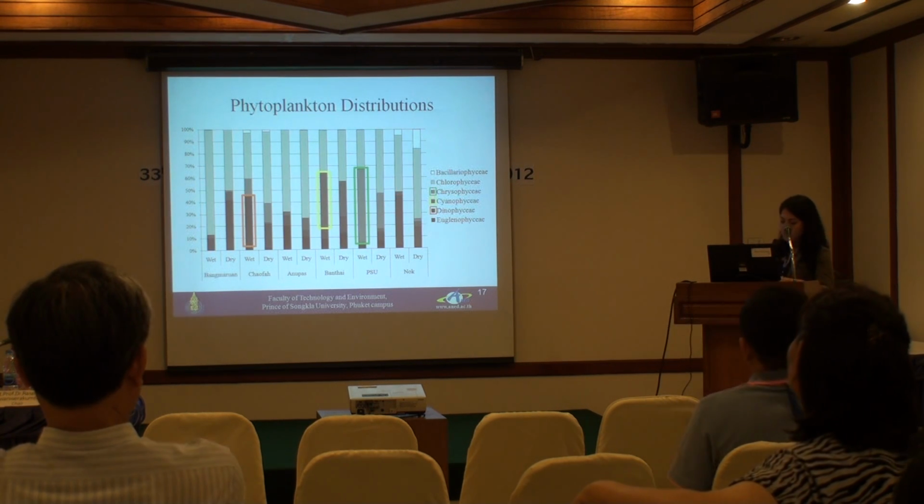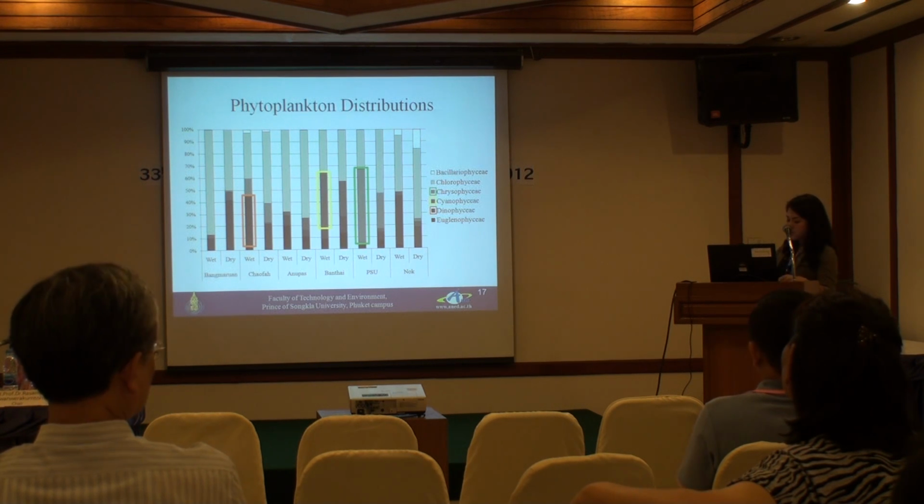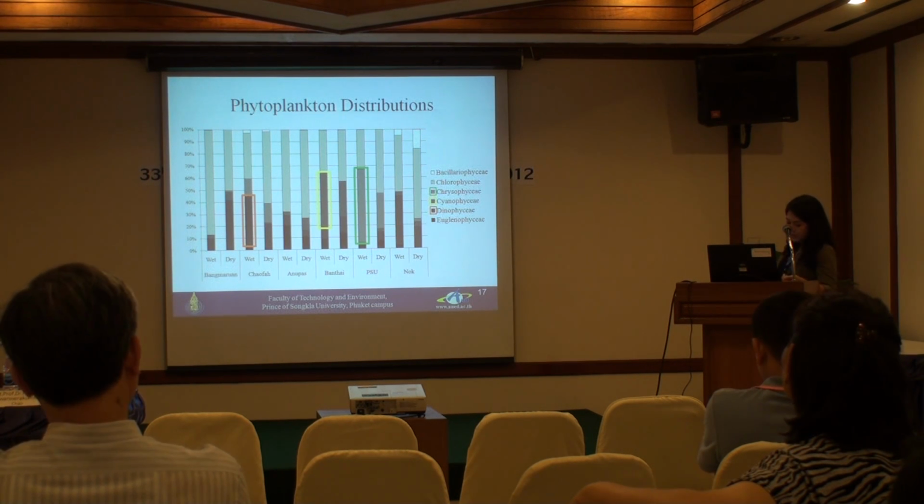The yellow color frame shows the wet season of Ban Thai has a high percentage of cyanobacteria, whereas a high percentage of Chrysophyceae was found in PSU, shown in green. The orange color frame shows Jaffa in the wet season had a high percentage of Dinophyceae.